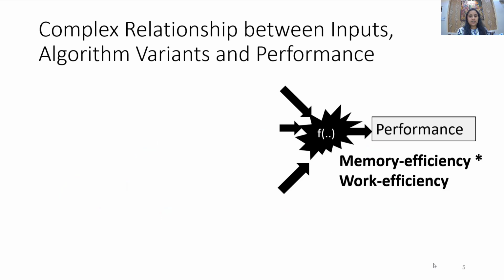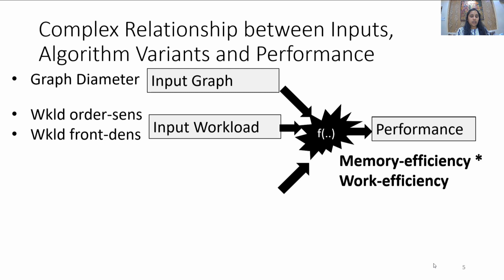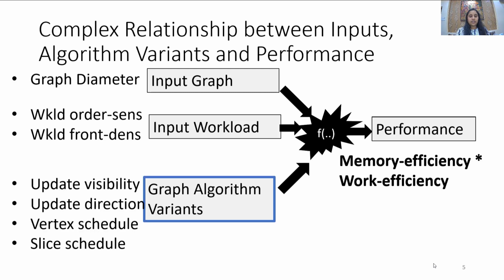For this analysis, we define performance as the multiplication of memory efficiency and work efficiency. Here, memory efficiency is defined as the number of contiguous DRAM accesses required during program execution, and work efficiency is defined as the number of updates required for algorithm convergence. Both of these factors are heavily influenced by the factors on the left, out of which 2 are the input, graph and workload types, and the third one is graph algorithm variance. This dimension represents accelerator characteristics and is the key focus of this paper.